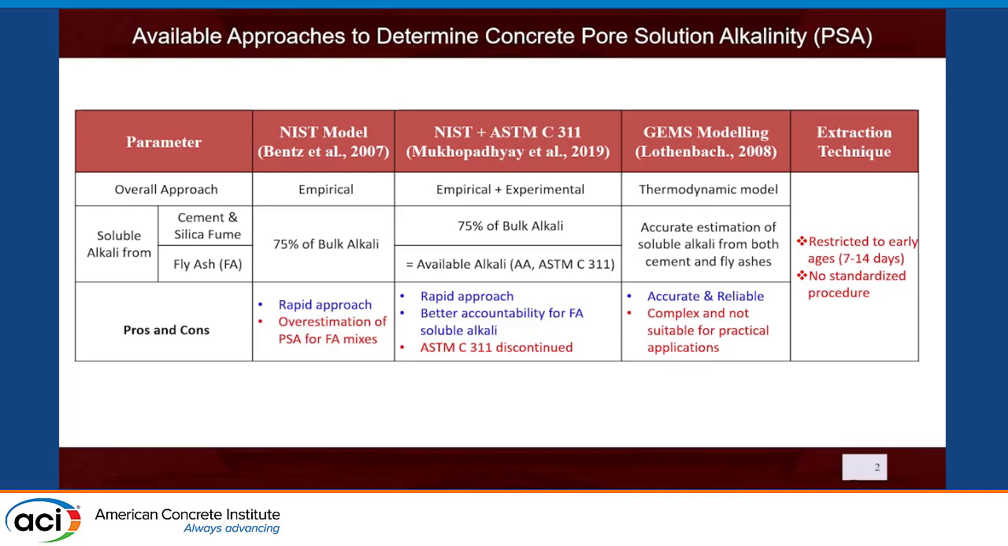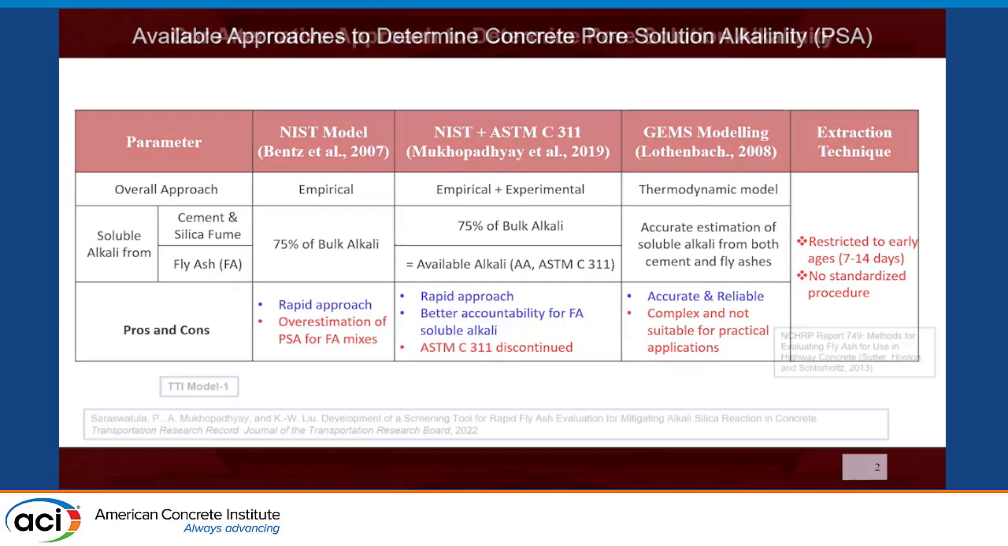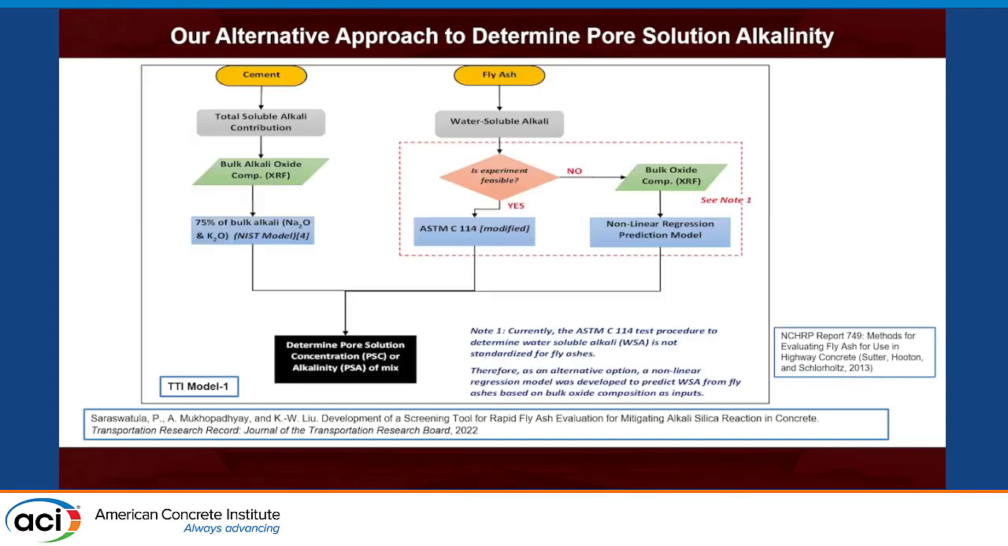So we developed a model combining the NIST model and the ASTM C311-based available alkali. We combined them based on a similar principle to the NIST model, and it works really well to estimate the pore solution of the cement and SCM combination as a function of their replacement level. But ASTM C311 is discontinued. So we tried to develop an alternative approach.